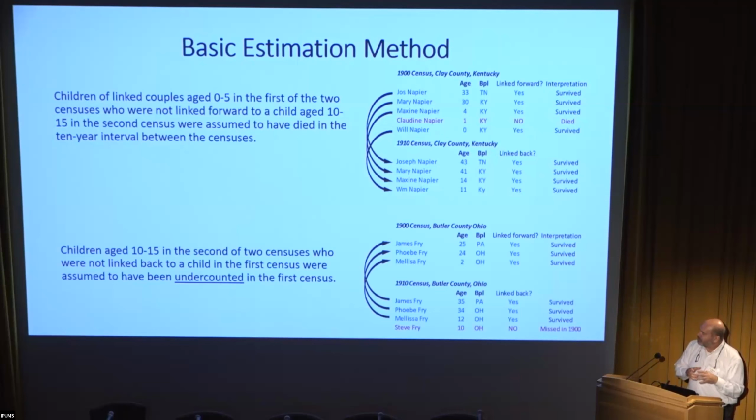We also do some work to try to estimate census undercounts, which are pretty large historically. We have people showing up in the second of two censuses. Maybe here's Steve Fry, age 10 in 1910. And we found his family 10 years earlier, and he's not there. There's a lot of undercounting of really young children in particular. And so we are inferring an undercount. So we're measuring undercounts at the couple level, child mortality at the couple level, and aggregating that at different levels of geography. We can add Steve back, and he's assumed to have survived.